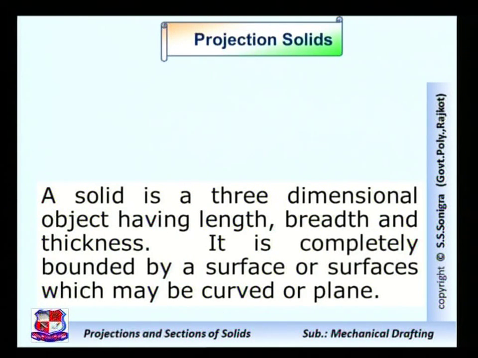Projections of solid. Now what do you mean by projections of solids? Before that, let me discuss what is solid. A solid is a three-dimensional object having length, breadth and thickness. It is completely bounded by a surface or surfaces which may be curved or plane, or they may be inclined or at any angle.